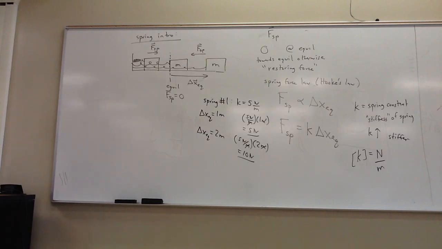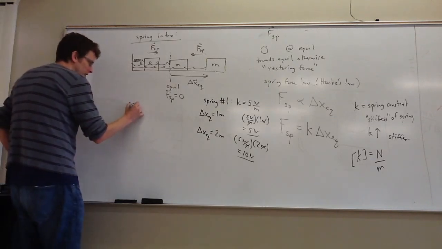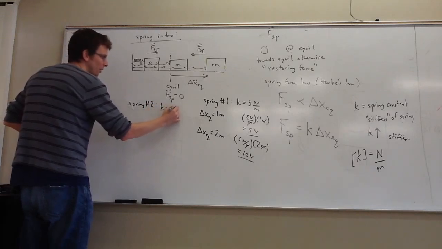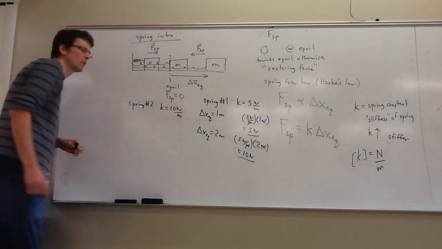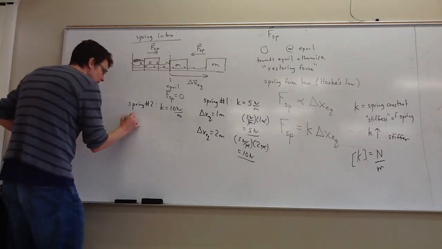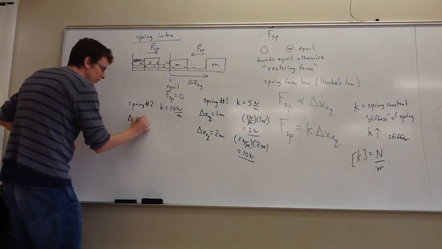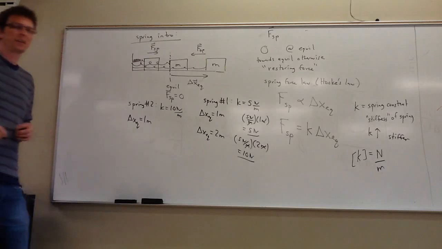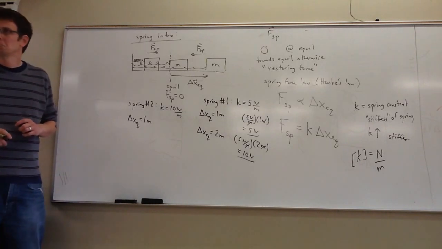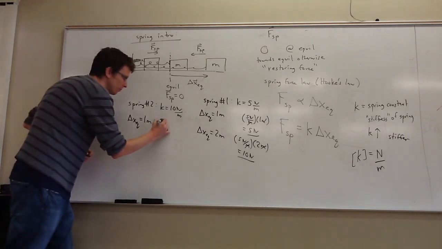Okay? So for instance, if you had a second spring, spring number 2 might have a spring constant of 10 newtons per meter. This spring is stiffer. It'll exert 10 newtons of force for every meter that you stretch or compress it. So now, if you take that spring and you displace it by 1 meter, how much force is that going to exert? 10 newtons, right?